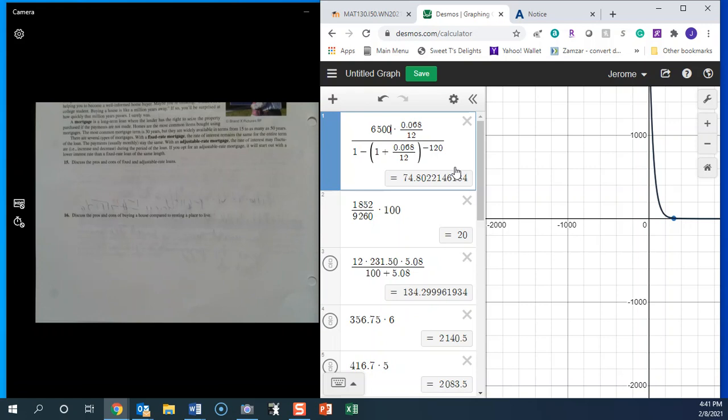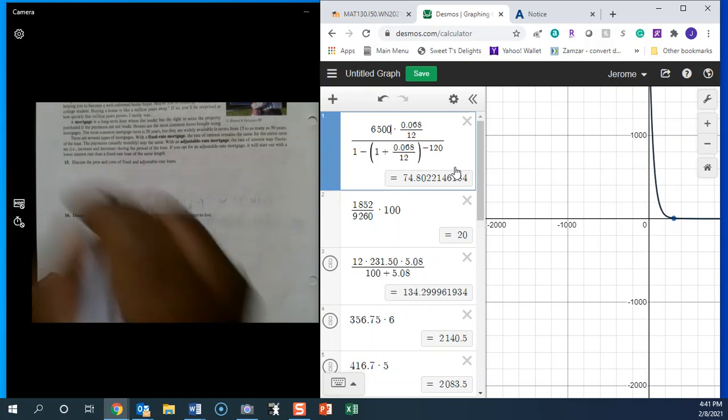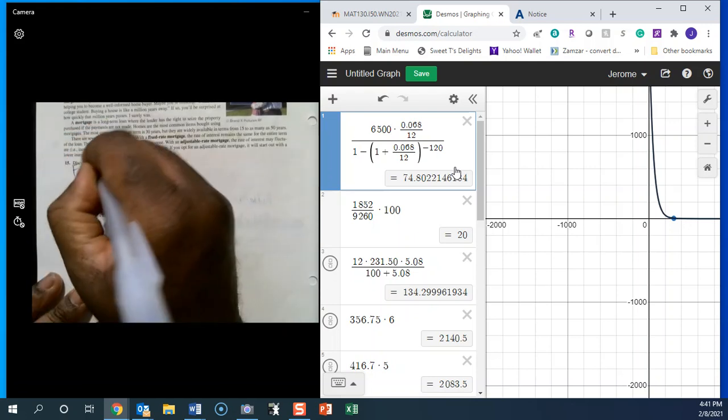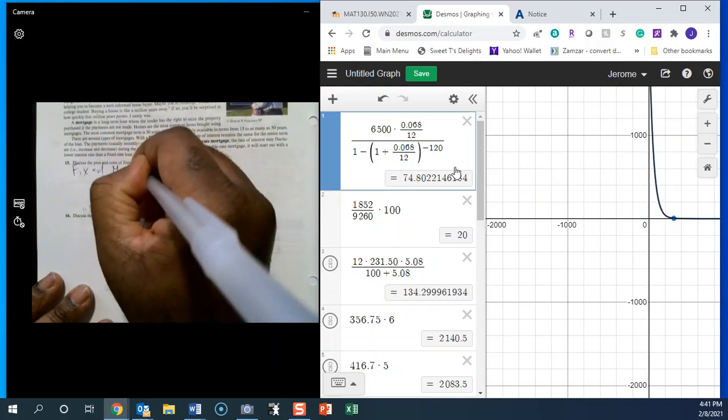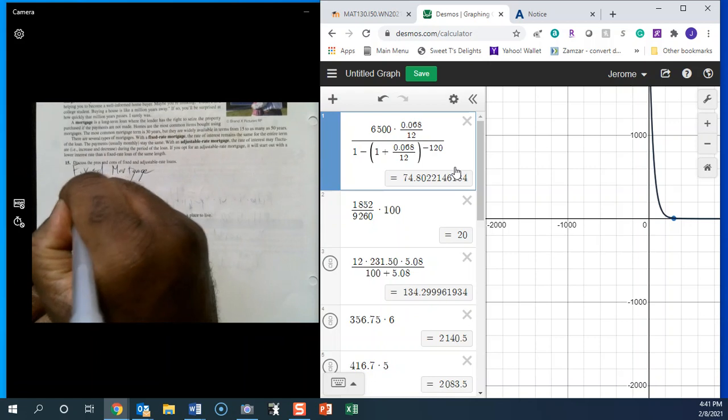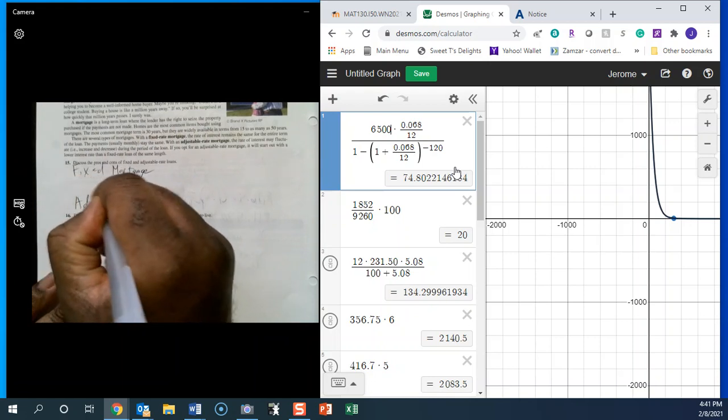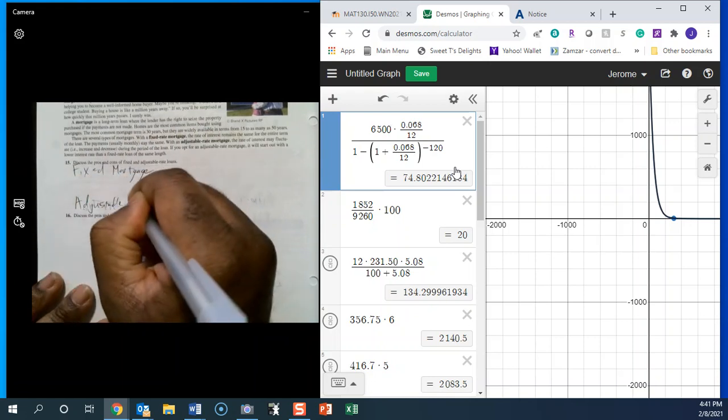With an adjustable rate mortgage, the rate of interest may fluctuate during the period of the loan. If you opt for an adjustable rate mortgage, it will start out with a lower interest rate than a fixed rate loan of the same length. Discuss the pros and cons of fixed and adjustable rate. So I'm going to put one pro and one con for each. So we have the fixed mortgage and then the adjustable rate mortgage.